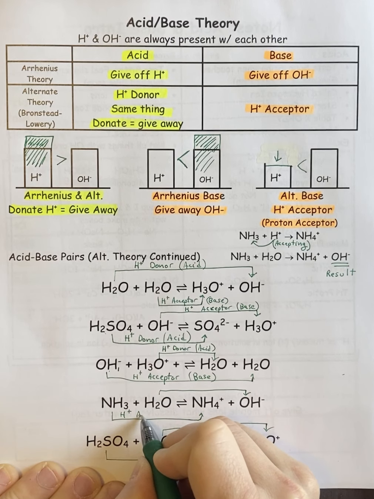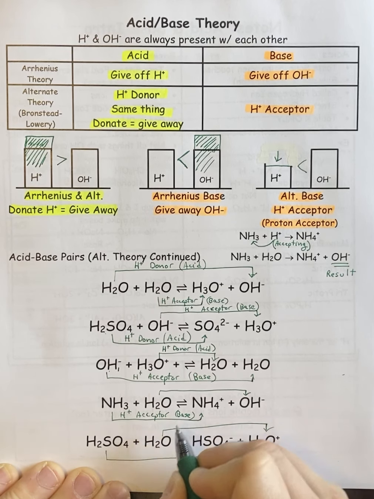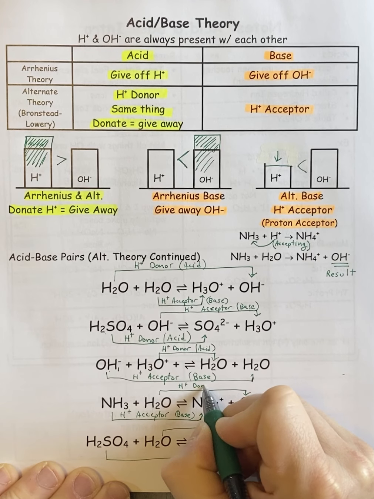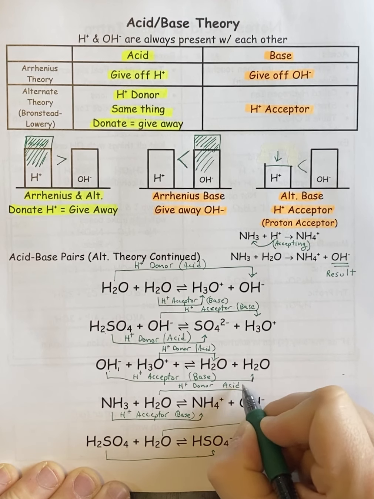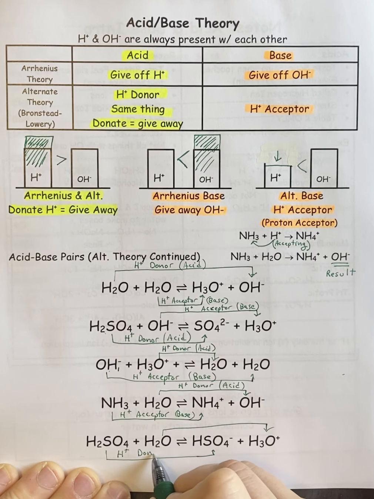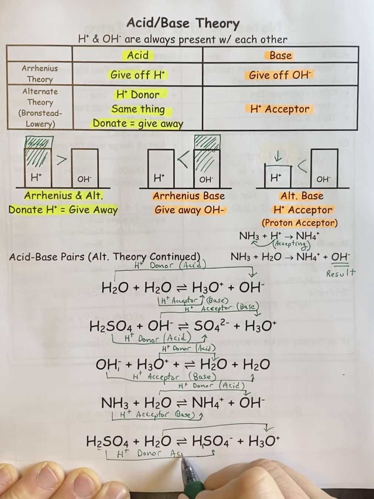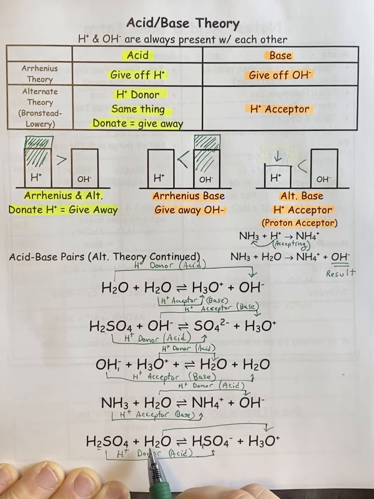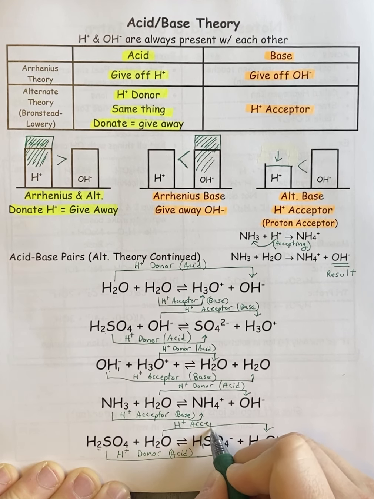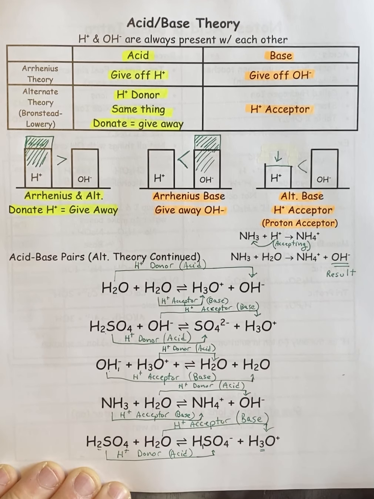H plus acceptor, because it took in an H to go from 3 H's to 4. H plus donor, acid. And the last one, H plus donor, because it went from 2 H's to 1 H. That makes it the acid. And the very last one, H2O, became H3O, so it gained an H. H plus acceptor. That makes it the base.